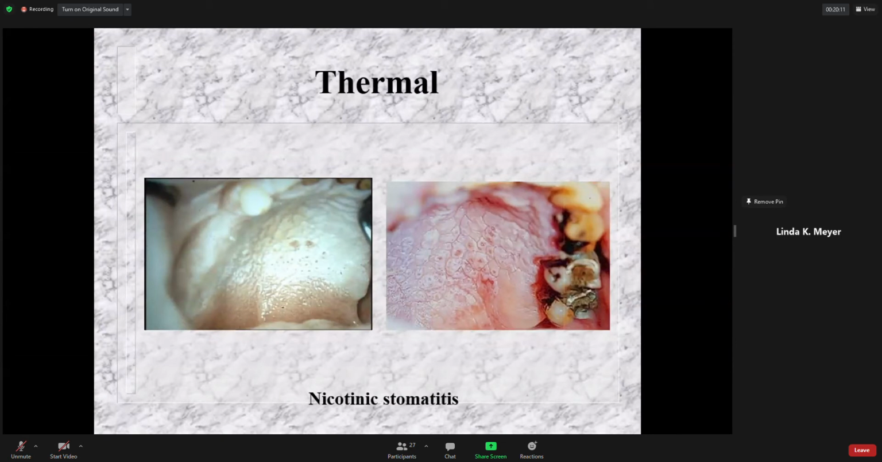And then the heat from smoking can cause changes in the palatal mucosa as well as the opening of the ducts of the salivary glands. All these red areas are inflamed orifices of the ducts of the palatal glands. And the clinical condition is referred to as nicotinic stomatitis. Again, the injurious stimulus is the heat from smoking.